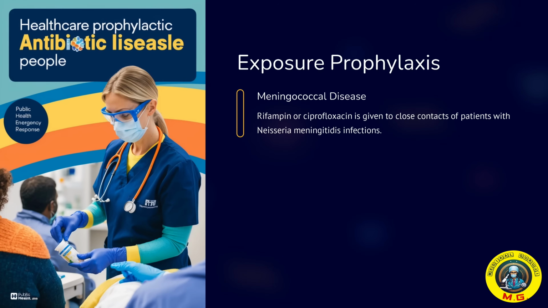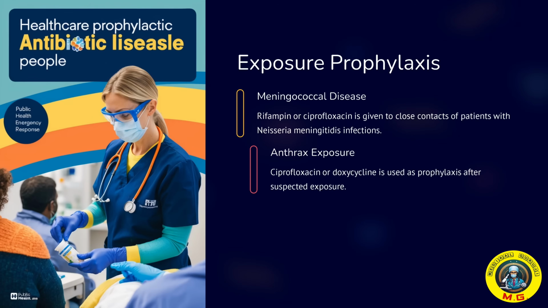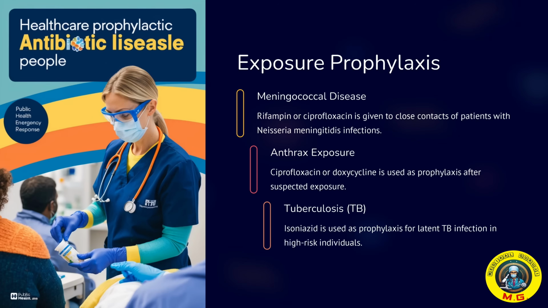And second is anthrax exposure. Ciprofloxacin or doxycycline is used as prophylaxis after suspected exposure. And the last is against TB. That is, isoniazid is used as prophylaxis for latent TB infection in high-risk individuals. So there are some guidelines for the prophylactic use. We will not discuss in detail.